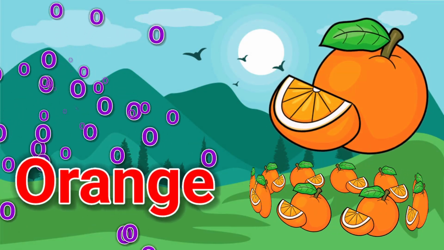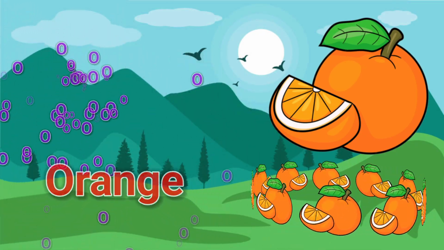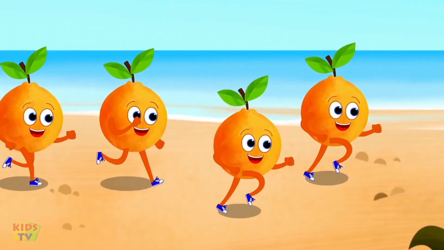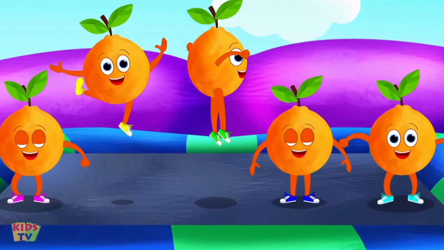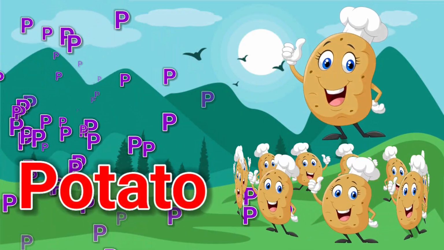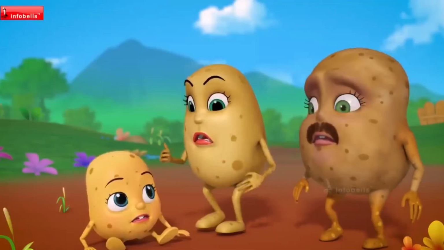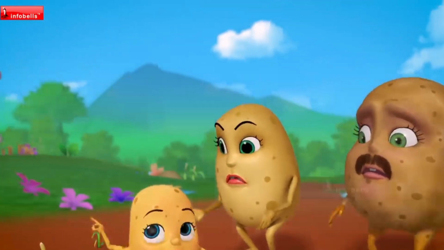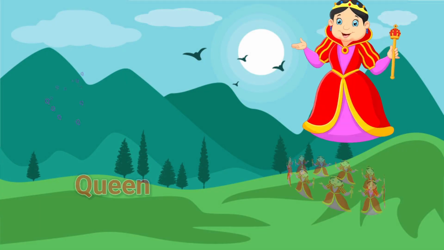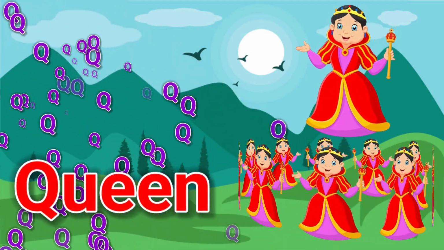O is for orange. Five little oranges jumping on the bed. One. P is for potato. Q is for queen.